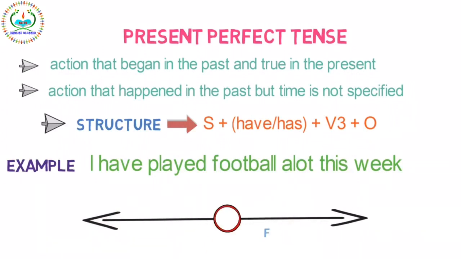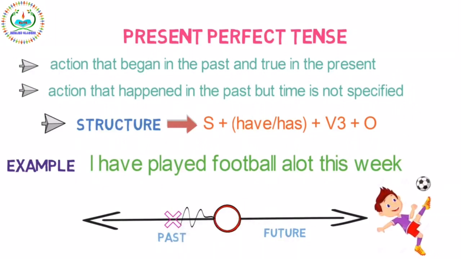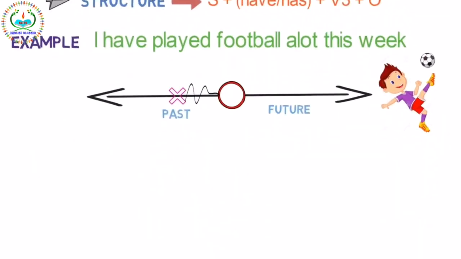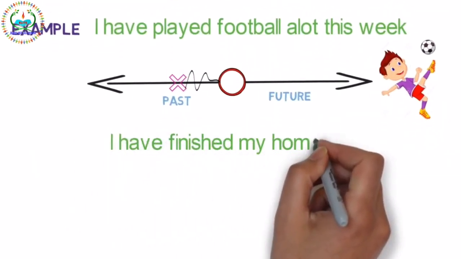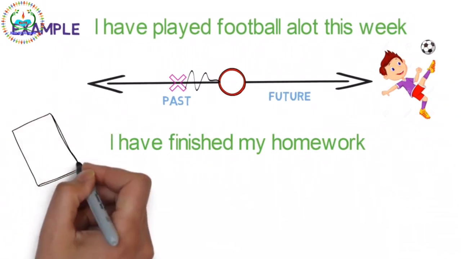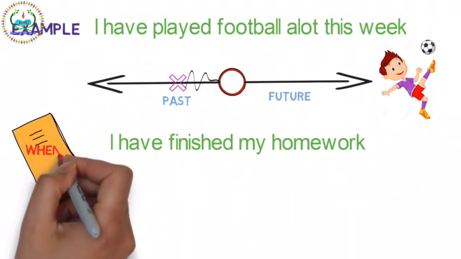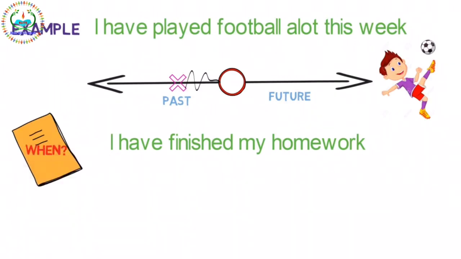Let's look into the timeline for it. The action of playing has started in the past and is still true in the present moment. That is, I am still playing football. Now, let's look into an example of finished action without any time declared. I have finished my homework. Here, we are getting to know that the homework is done. But the time is not specified when exactly the homework was done.